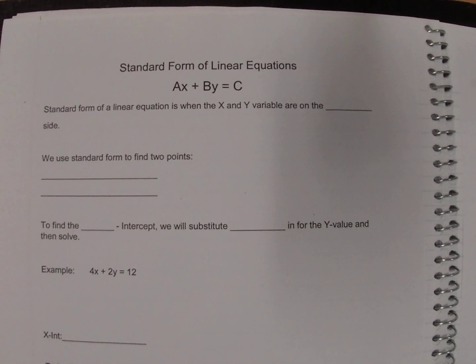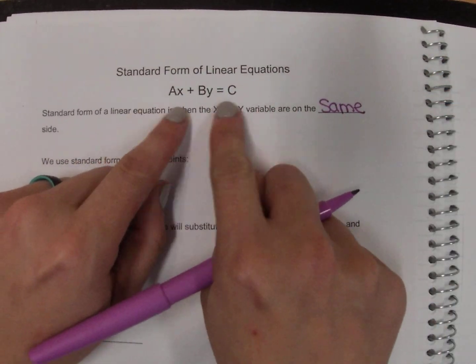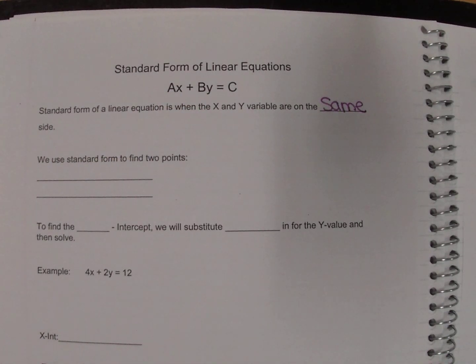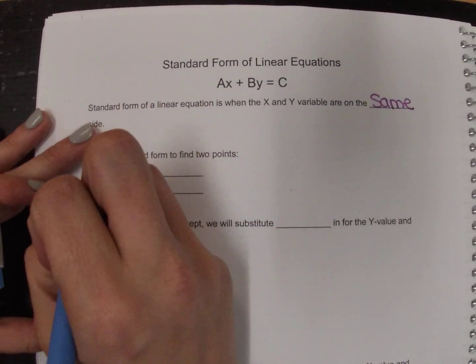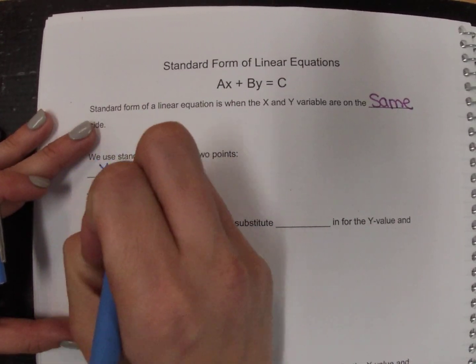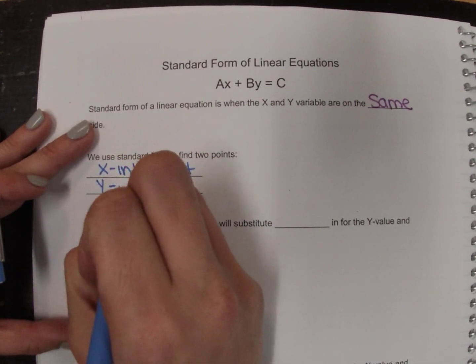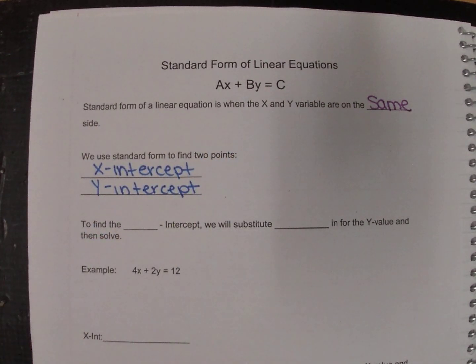Okay, so standard form of a linear equation is when the x and y variable are on the same side. So that's this form right here where x and y are both on one side of the equal sign. And we can use standard form to graph by finding 2 points. And the 2 points that we are going to be able to find are the x-intercept and the y-intercept.